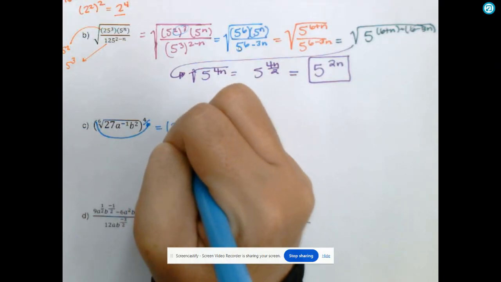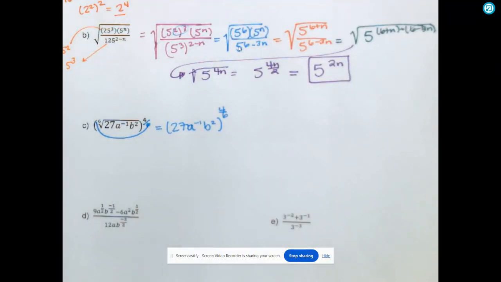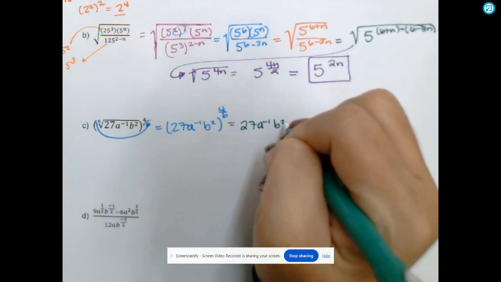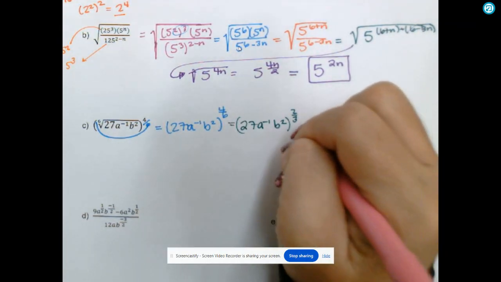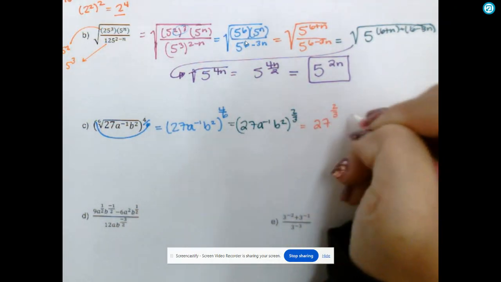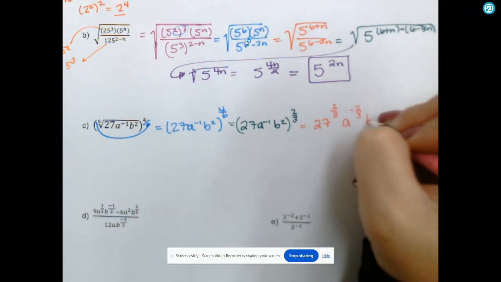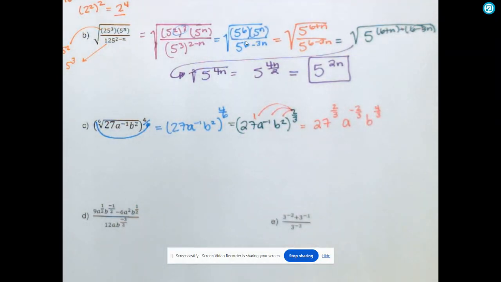So we're going to say 27a to the negative 1, b squared, to the 4 over 6. All right, 4 over 6, y'all, obviously reduces, so we're going to write that out as 2 over 3. And then we're going to apply rule number 4. We're basically going to distribute this exponent into each one of these terms. So that's going to become 27 to the 2/3, a to the negative 2/3, and b to the 4/3. All I did was, there's a 1 there, so there, and there.